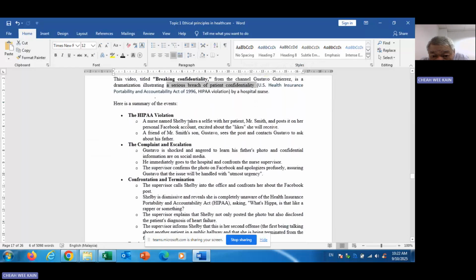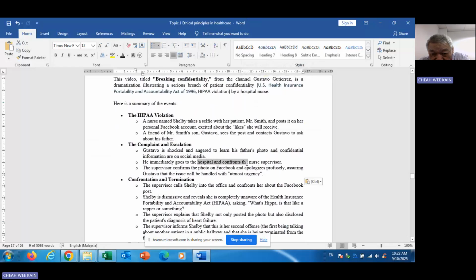Here's a summary of the events. A nurse takes a selfie with her patient and posts it on her personal Facebook account, hoping for the likes she can get from Facebook. Maybe she posts and says, "Oh, this is my patient and he's suffering from this." A friend of the patient's son sees the Facebook post and contacts him: "Hey, I saw your father's face on Facebook." The son is shocked and very angry to learn that his father's photo and confidential information are on social media.